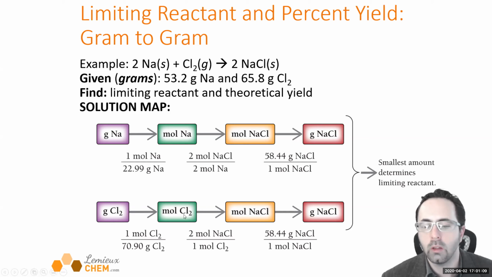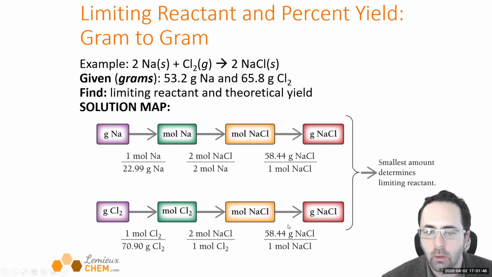And we do step 1, 2, and 3 for chlorine as well. Step 1, go from grams of chlorine to moles of chlorine, use the molar mass of chlorine, which is 70.9 grams. Step 2, go from moles of chlorine to moles of sodium chloride. This is going to use the balanced equation. 1 mole of chlorine makes 2 moles of sodium chloride. Step 3, go from moles of sodium chloride to grams of sodium chloride. And this is going to use the molar mass of sodium chloride, which we saw earlier was 58.44 grams.